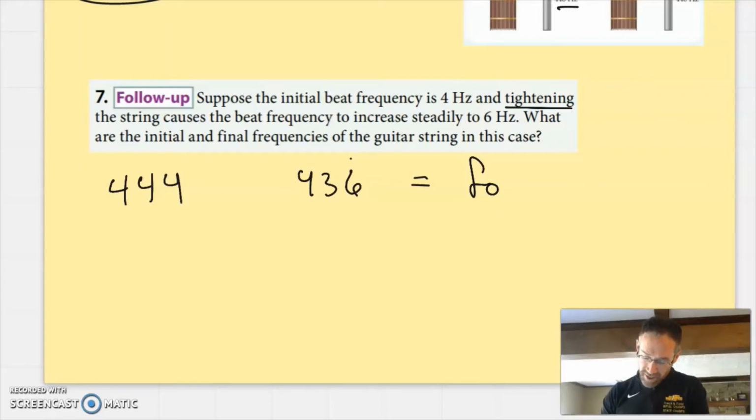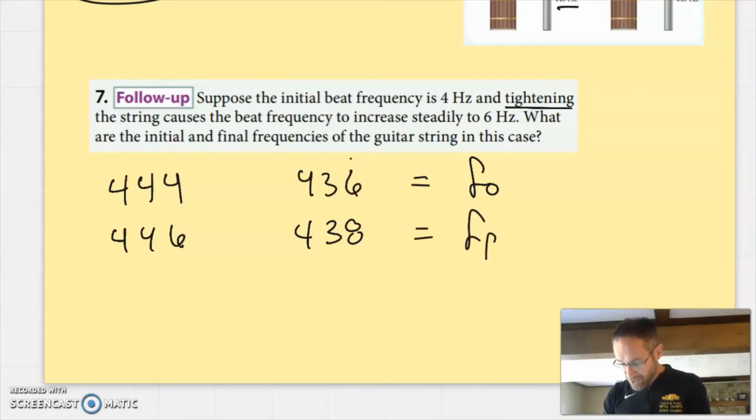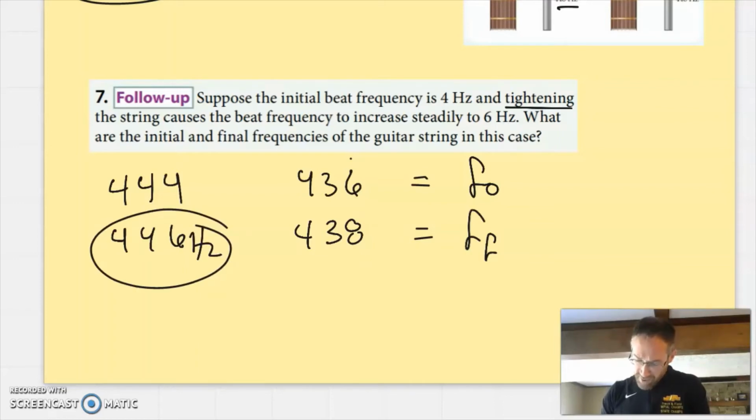Well, tightening this one could make it 446. Tightening this one could make it 438. You might say, how do you know to go by 2? Well, I know the difference between 440 and whatever I have in the second part is going to be 6, and so that's where I'm jumping by 2. I just know I could get a lot of different things if I just tighten the string. Regardless, now looking at these two final frequencies, only one of those is going to give you a 6 hertz beat frequency, and that's going to be this 446 hertz. So that's going to be my final, and my 440 hertz is my initial, not these.